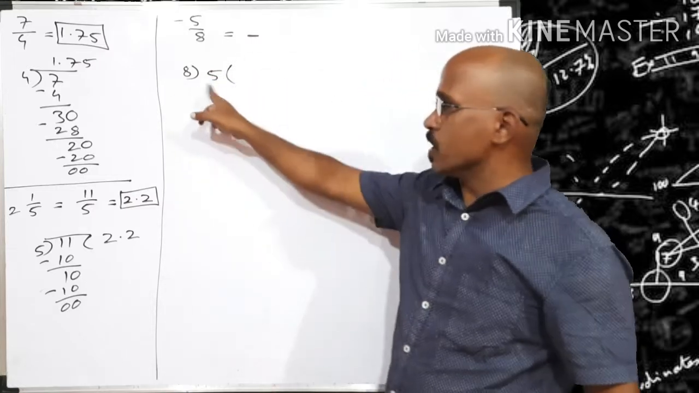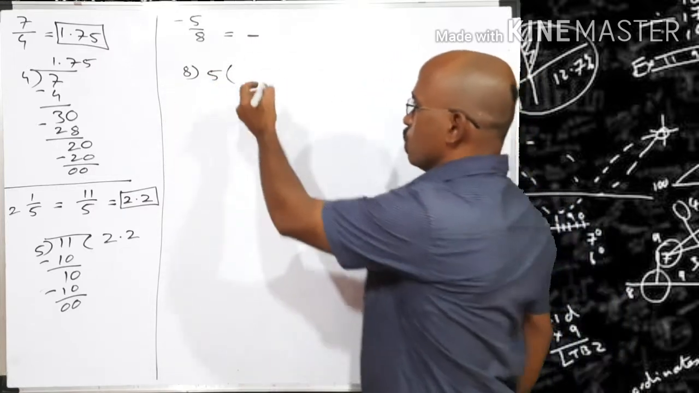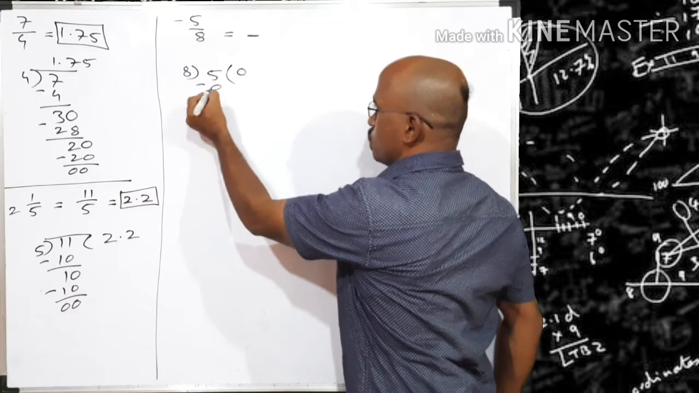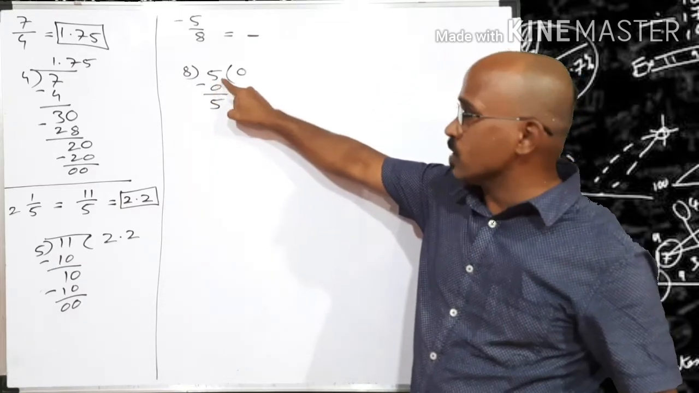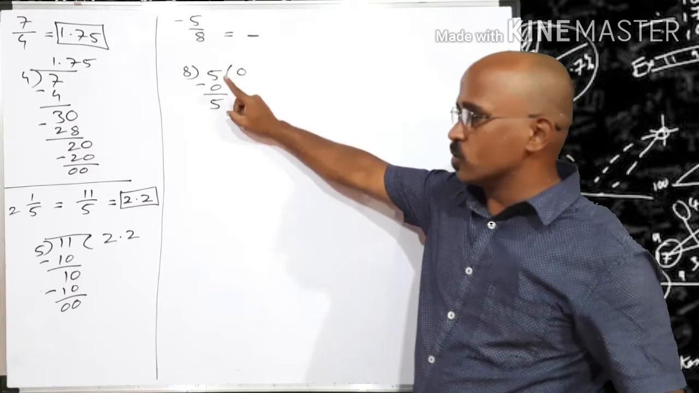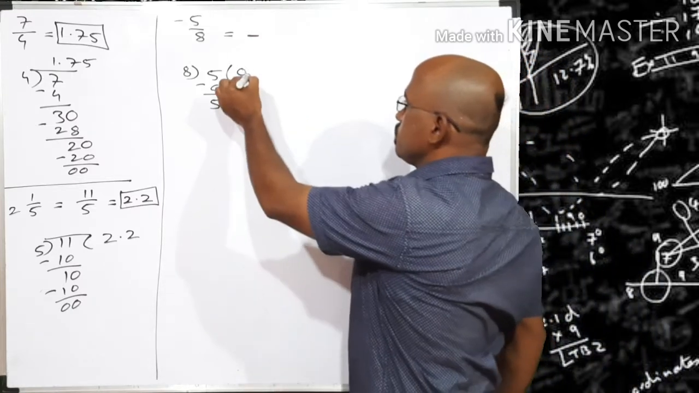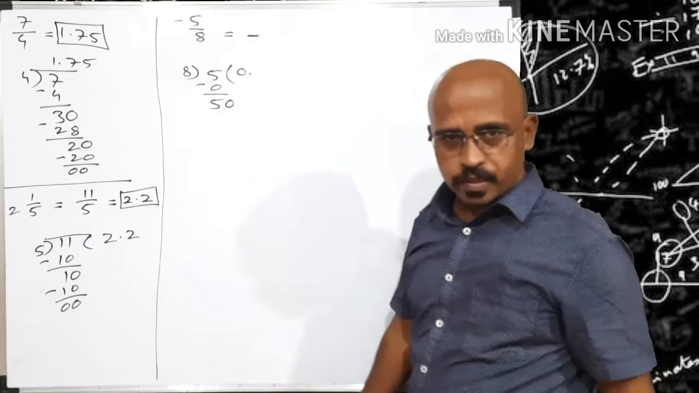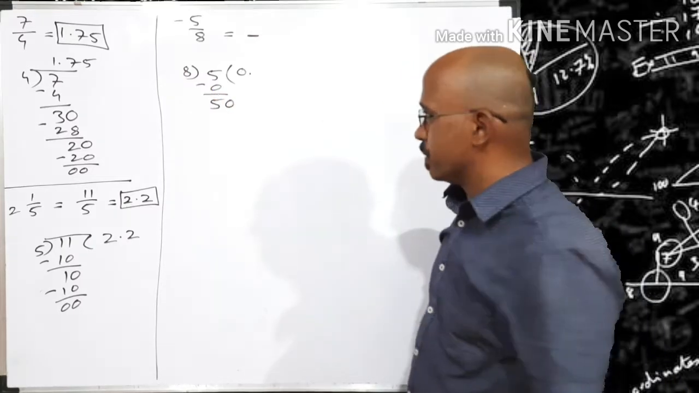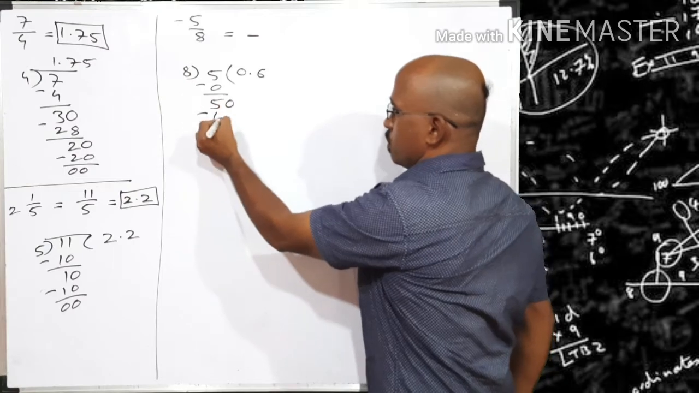See, this 5 is smaller than 8, so the quotient will be 0. 5 minus 0, 5. Now the original dividend is finished. So what do we have to do? Give a decimal point, append a 0 after 5, 50. Now 50 divided by 8. 8 6s are 48, minus 48.